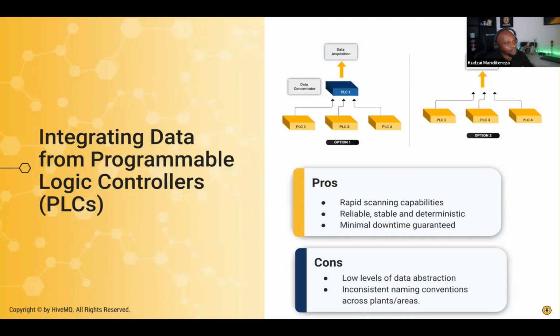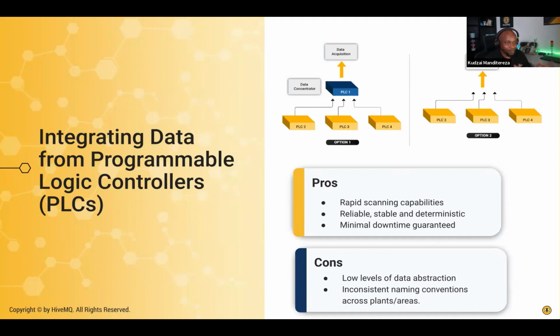Another normal scenario is where you've got PLCs that are connected to your sensors, and each and every PLC has the potential of providing data to a higher level that you could then use as a point for data acquisition to get your data into your IT network. So let's quickly look at the pros and cons of using a PLC as a source of data for your digital transformation strategy.